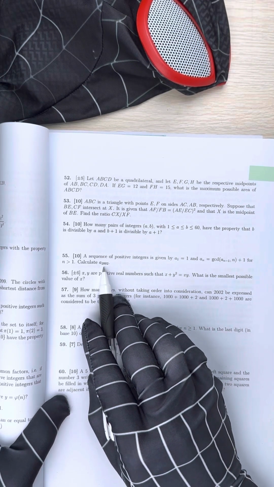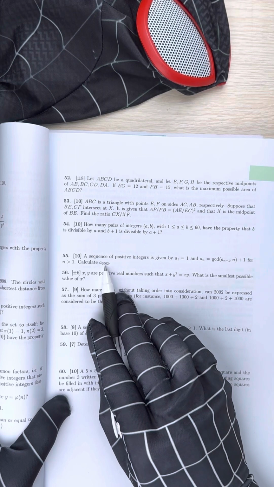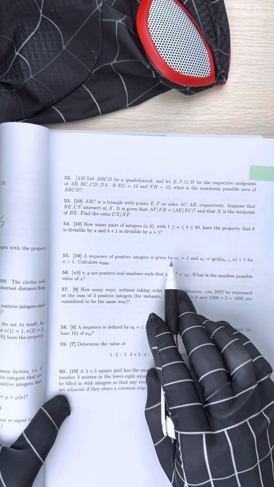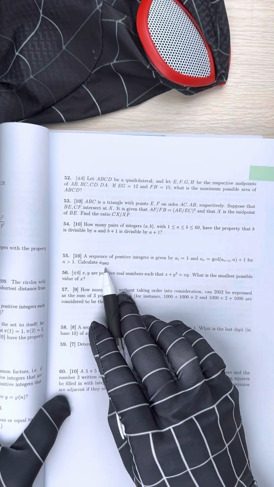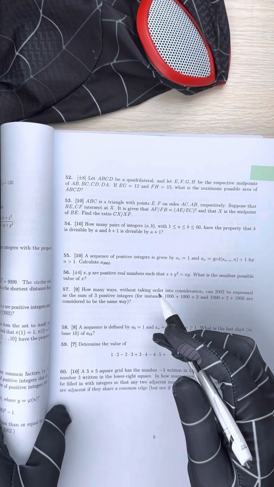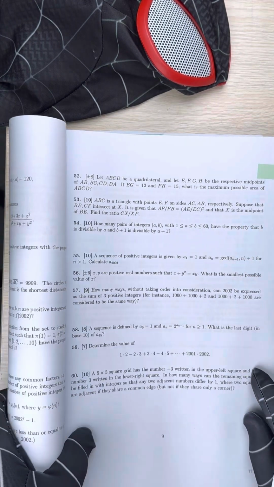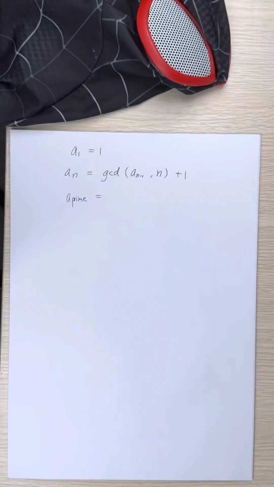This is a recursive sequence, so there are two ways to solve this problem. Either we find the direct formula to the sequence and then we calculate a sub 2002 directly, or we find it recursively. So we find the previous term of this term, which is a sub 2001, and then we may need to find even more previous terms in order to figure this out. And this is the method I'm going to use.